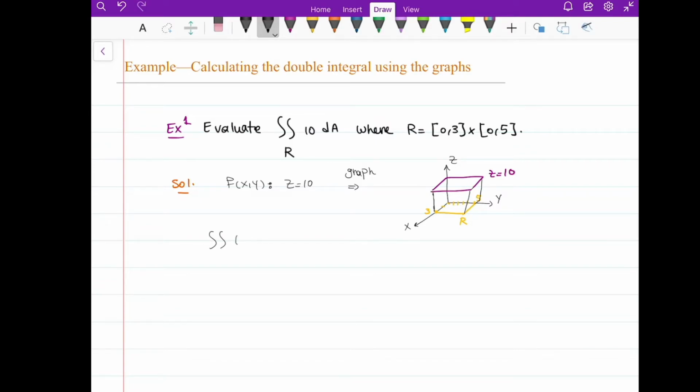So the double integral of 10 dA over R is basically the volume of this box in here, which is what? The sides would be 3 and 5, and then the height is 10. Right? 150 is the answer for this double integral. Okay, and I didn't calculate the double integral, I just used basically the volume.